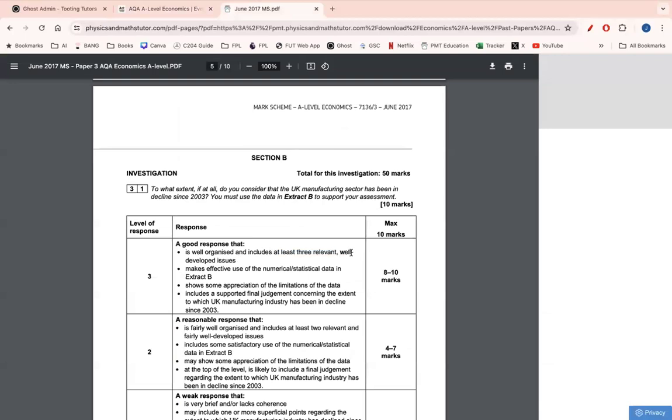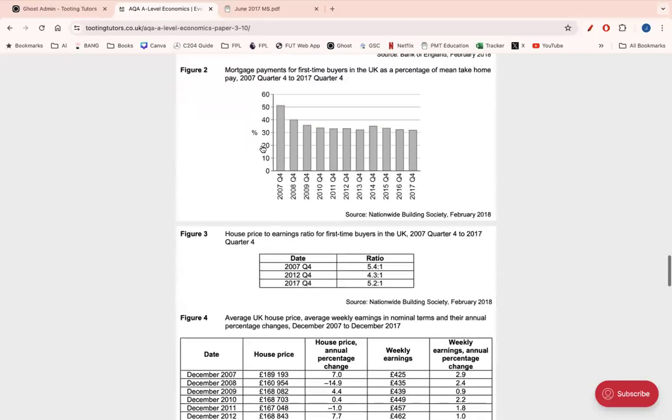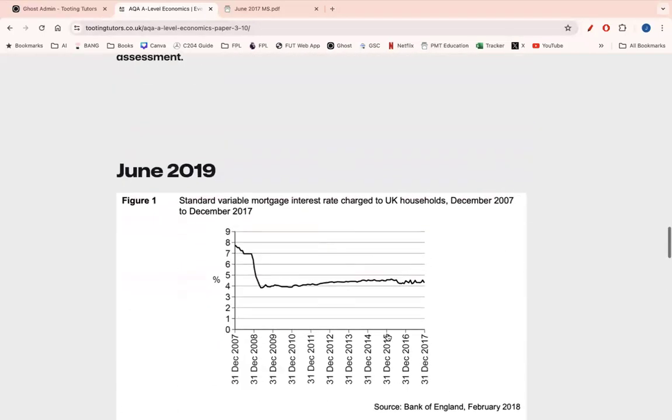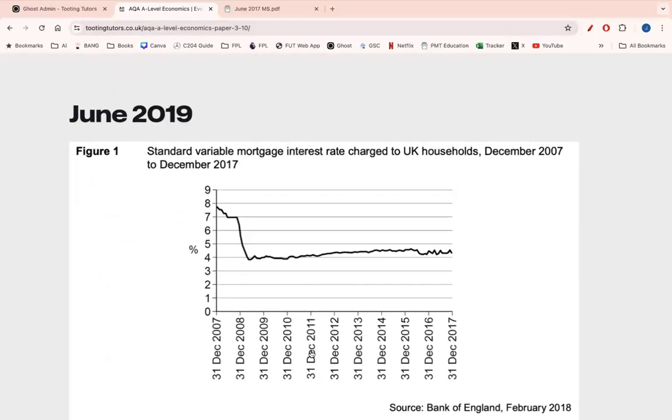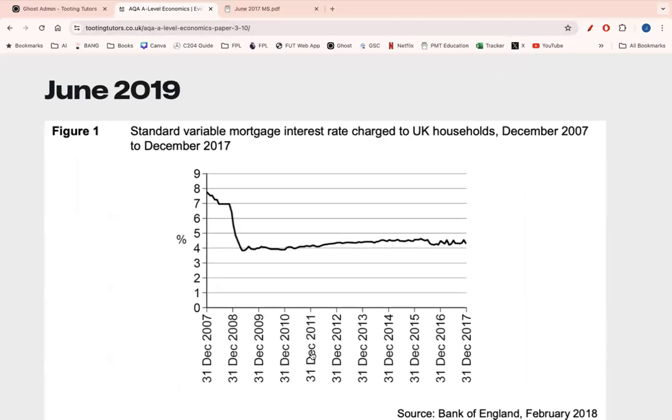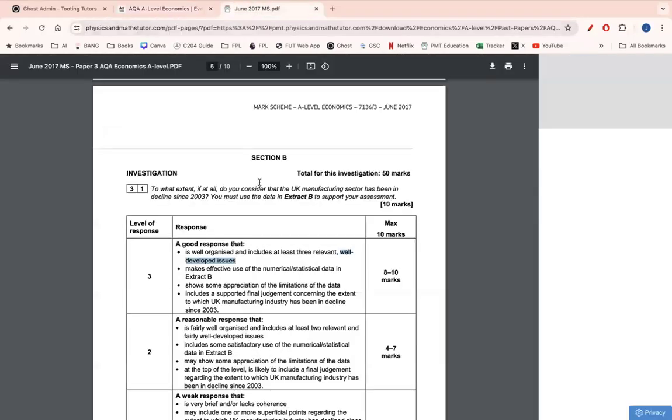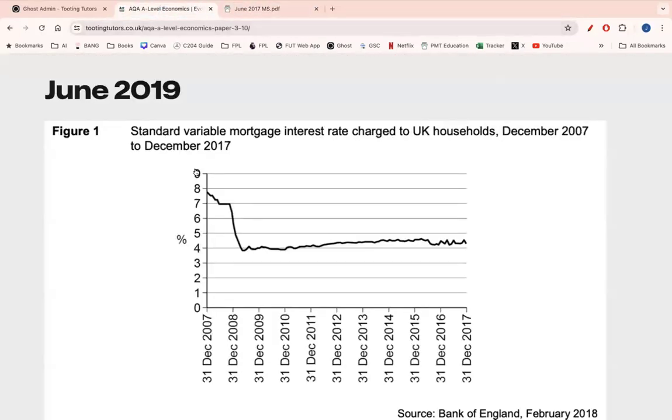Well developed just means you have to explain why the graph is relevant to your point. So for example, I mentioned that I would say that interest rates are the cost of borrowing. So if the cost to borrow is lower, then more people can take out a mortgage, and not worry about having to pay interest every single year, to as much of an extent. That's how you would develop your point.